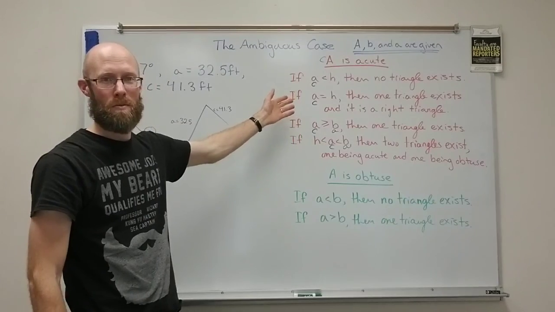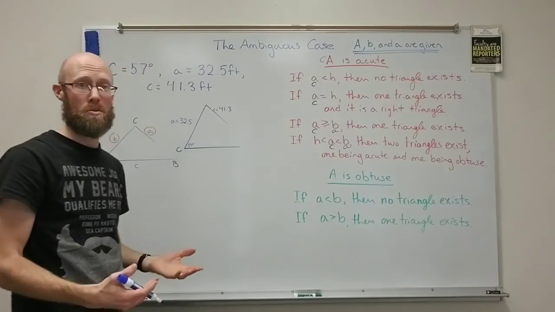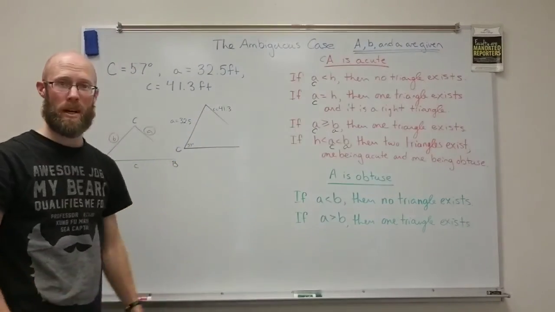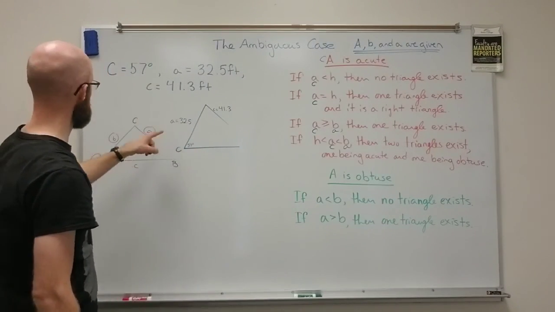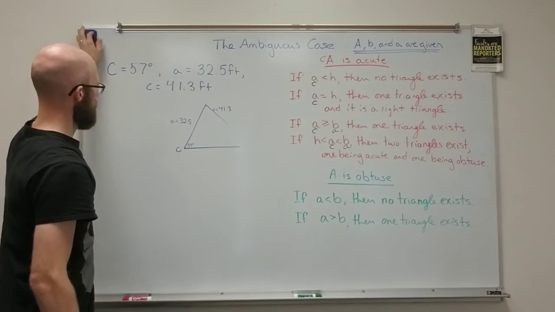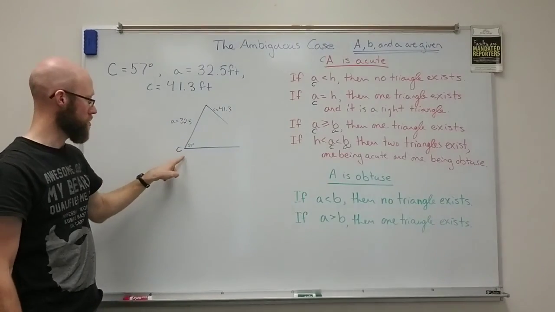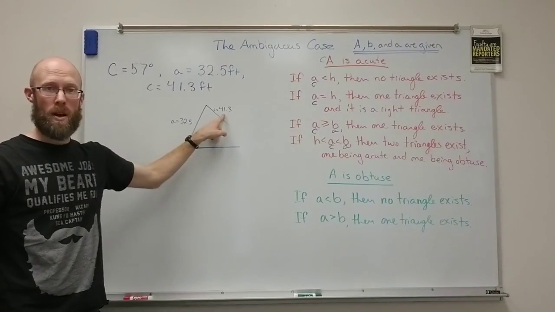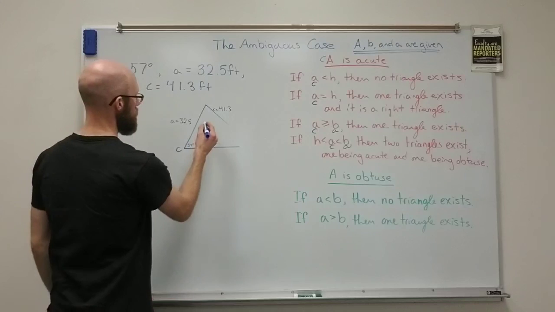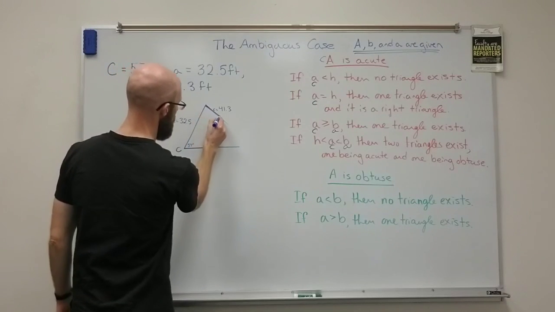That is, if you really care to work with the inequalities. What you could do is just use the visual and say, as long as the side opposite is longer than the side adjacent to C, you're going to get one triangle. 41 feet is longer than 32 feet.